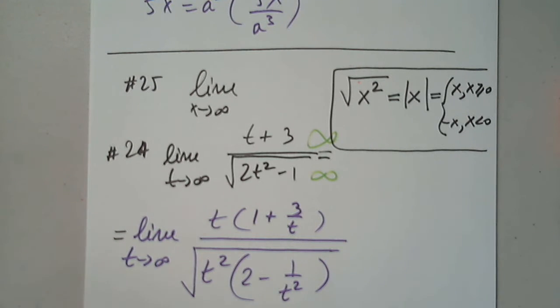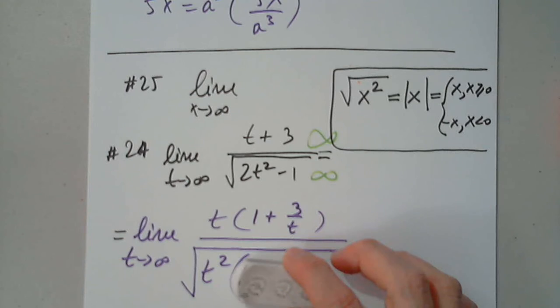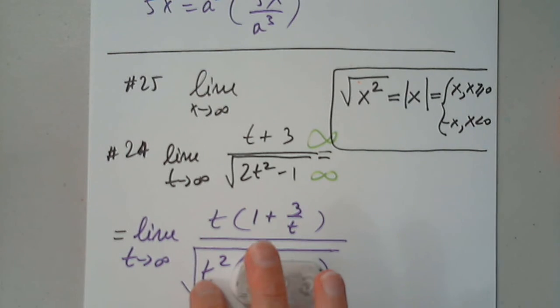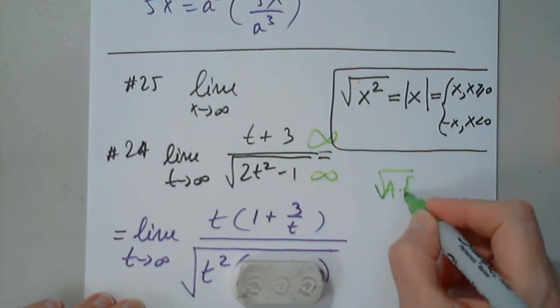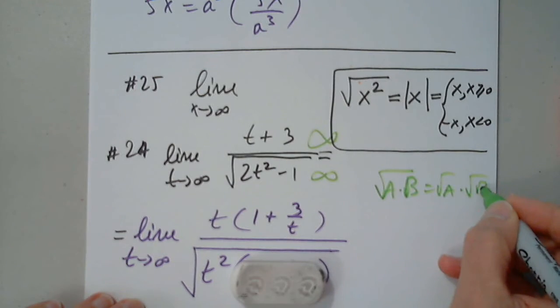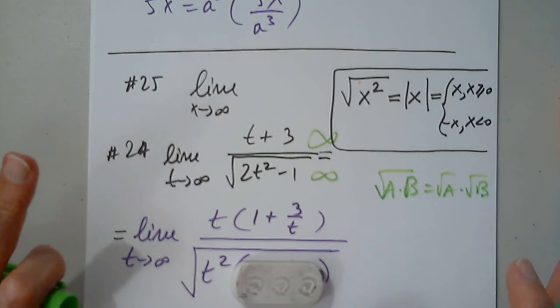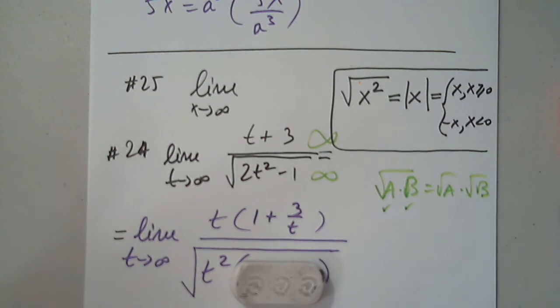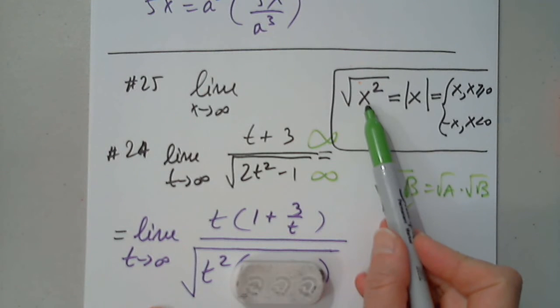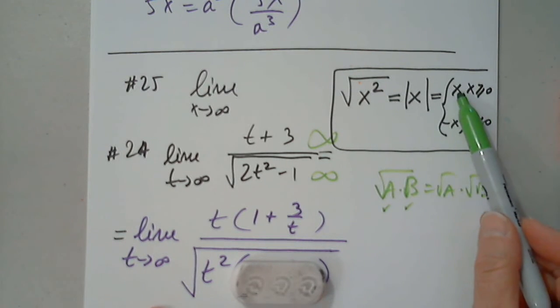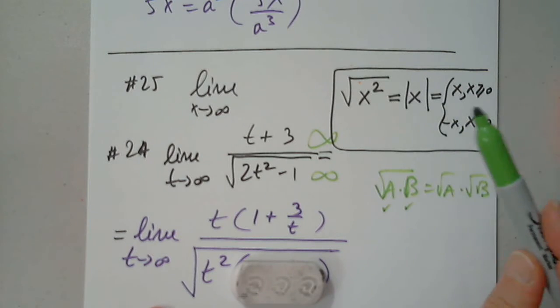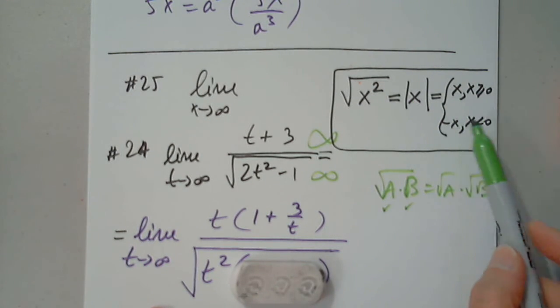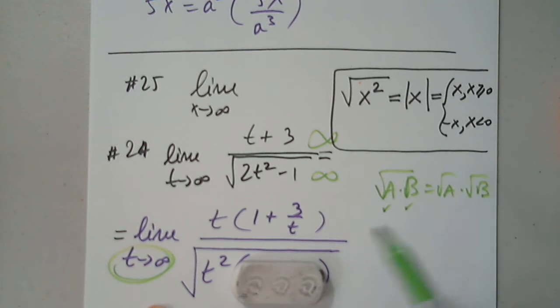We have the square root of a product, the square root of a times b. Let me refresh your memory. The square root of a times b is the square root of a times the square root of b, assuming everything is real. But when I take the square root of t squared, I have two options. And you can say, not so fast. When t approaches infinity, how can you have two options? You only have one. Which one?